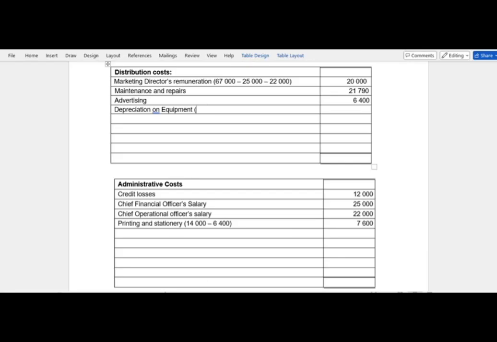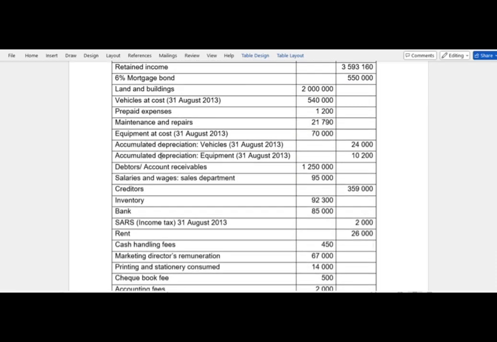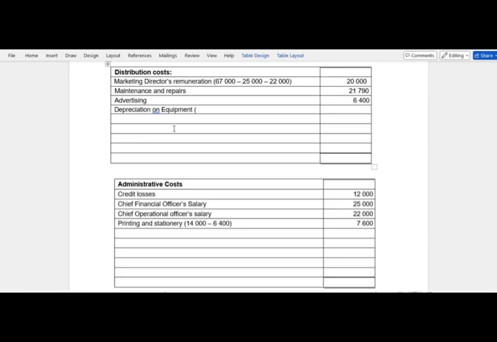So let's see how much our equipment amount is. There we go, it is 70,000, right? Okay, so for us to calculate depreciation, we're just going to follow the formula. We're going to say 70,000 multiplied by the percentage given, which is 10%, multiplied by 12 out of 12. All right, and then let's put that on the calculator. On the calculator, 70,000 multiplied by 10 times 12 out of 12.